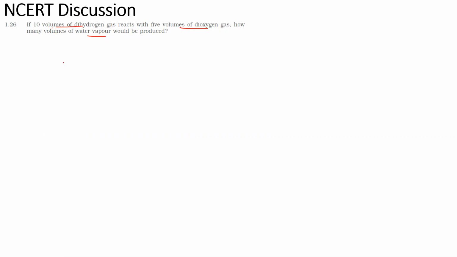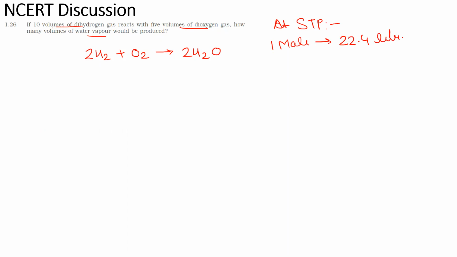Okay, so the simple equation for formation of water vapor is 2H2 plus O2 gives 2H2O. Okay guys, and we know that at STP 1 mole of any gas is 22.4 liters. Okay guys, so can we say number of moles is directly proportional to volume of the gas?